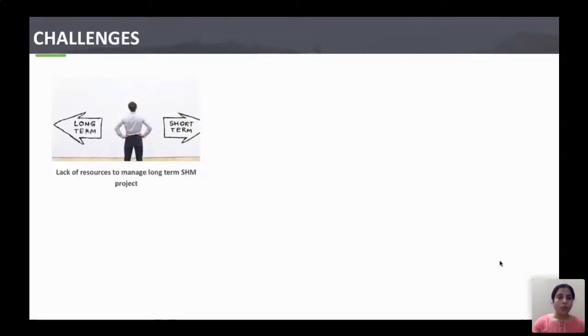Okay, now what are the challenges? Finally, I'll wrap up with the challenges which are acting as a retaining force, restricting SHM from reaching where it should have reached by now. Because these structural health monitoring projects are long-term projects. So for private people, many times it becomes difficult to allocate resources for these kinds of long-term projects.